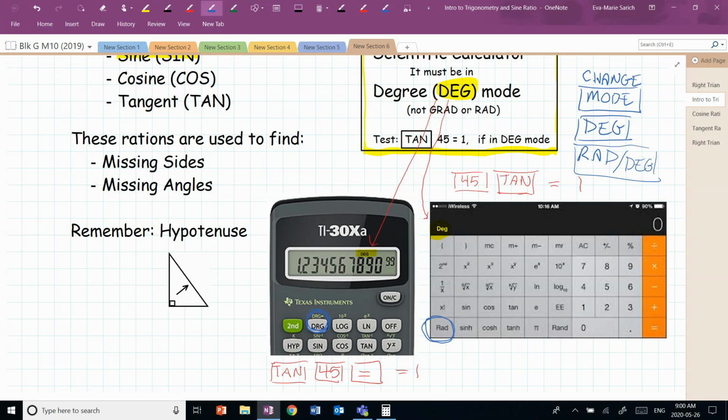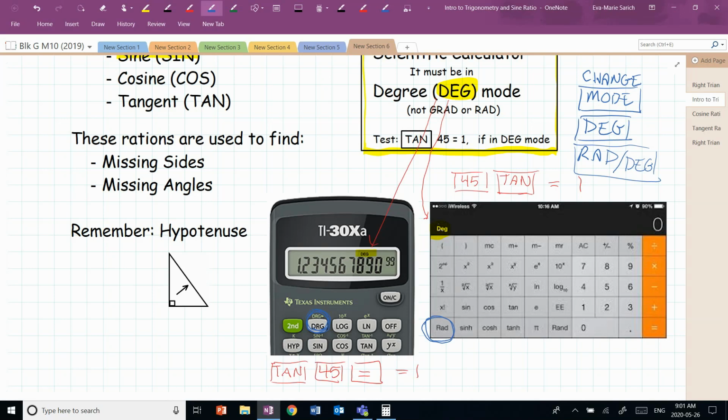Okay, so you should be in the correct mode. If you're having trouble with your calculator, you can send me a message and I can try maybe to help you with the calculator. Okay, now always test it with this: tan of 45 is equal to 1. That's an easy way to test that you're in the right mode. If you get a different answer, then you know you're in the wrong mode.